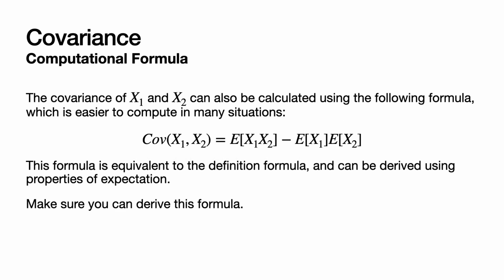The covariance of X1 and X2 can also be calculated using the following formula, which is easier to compute in many situations. In particular, the covariance of X1 and X2 is equal to the difference between the expected value of the product of X1 and X2 and the product of the expected value of X1 with the expected value of X2. Now, this formula is equivalent to the definition formula, and it can be derived using properties of expectation that we have already presented. It would be a good idea for you to make sure that you can derive this formula.